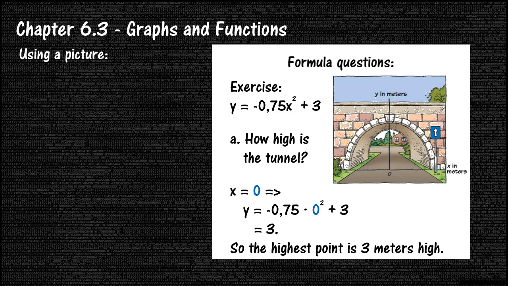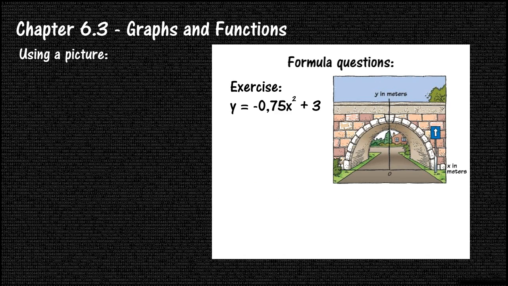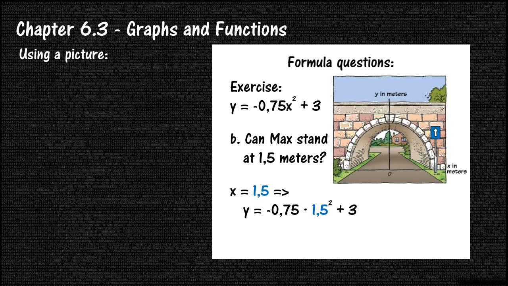You might also encounter a question like this. Max is 1.60 meters high. Can he stand underneath the tunnel at 1.5 meters away from the middle? To solve this question, look at the numbers the exercise has given you. 1.5 meters away from the middle is on the x-axis, which means we can fill in that number into our formula. If we do that, we have y is equal to minus 0.75 times 1.5 squared plus 3.